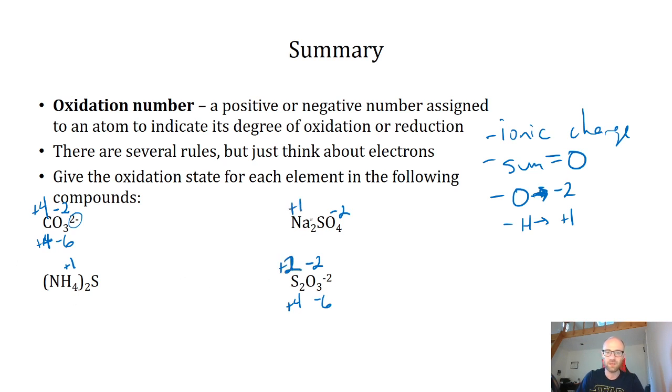Here, the sodium has to be a +1, and if we do our math, this is a +6. This will end up being a -2. This is actually an ionic compound because this is ammonium, and that ends up being a -3.